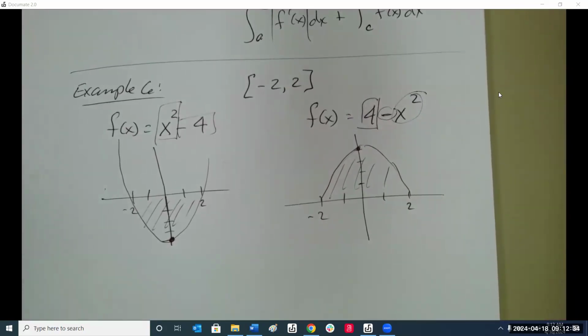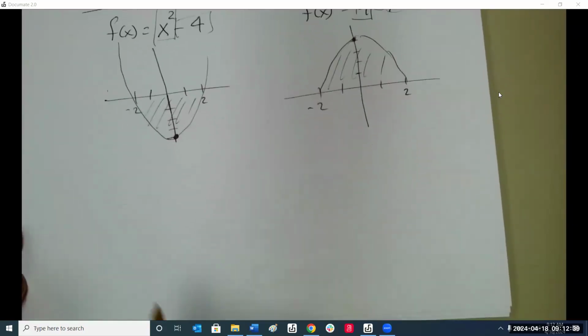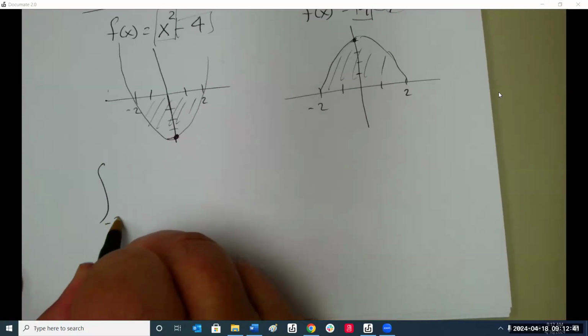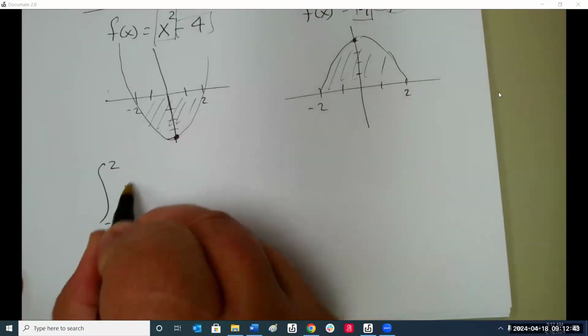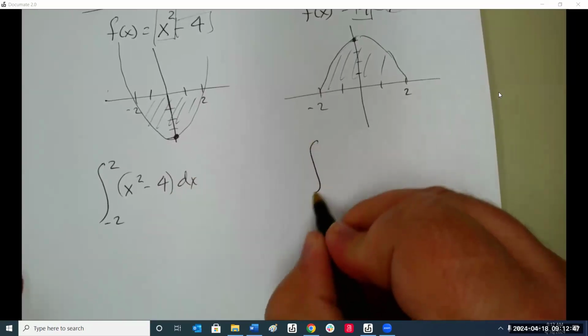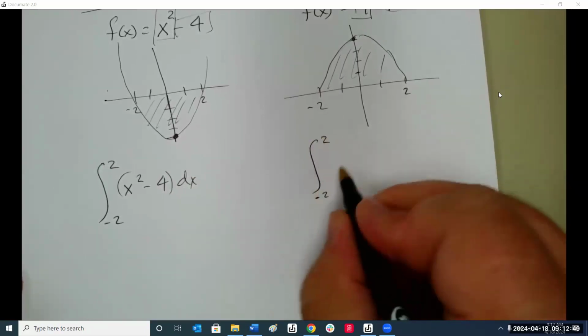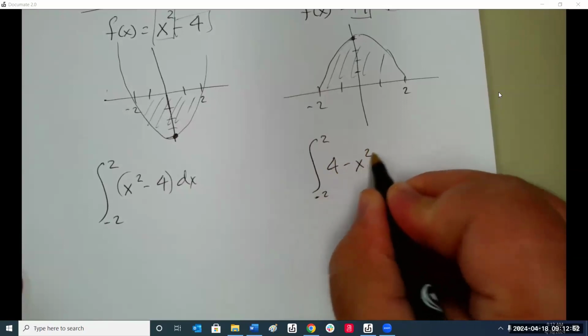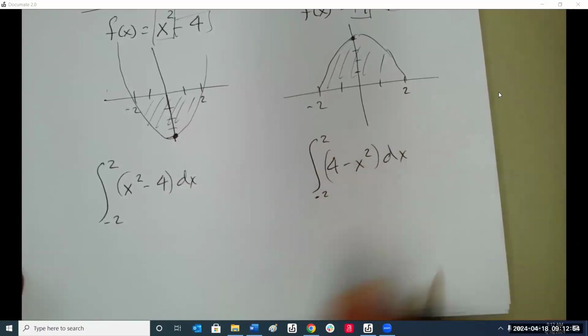But there's a problem. Let's integrate these from -2 to 2 of x squared minus 4 dx, and from -2 to 2 of 4 minus x squared dx.